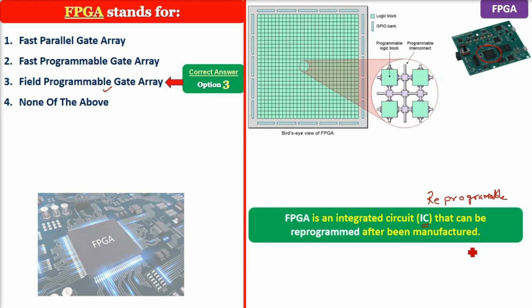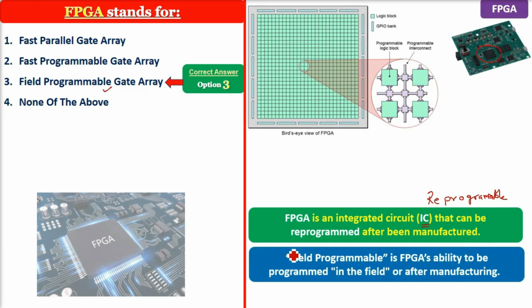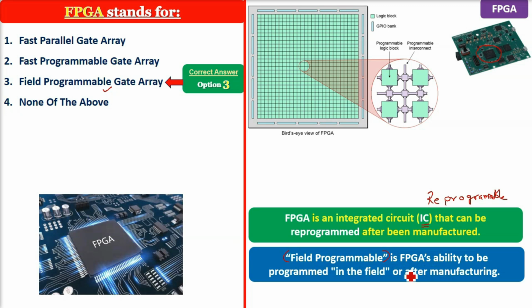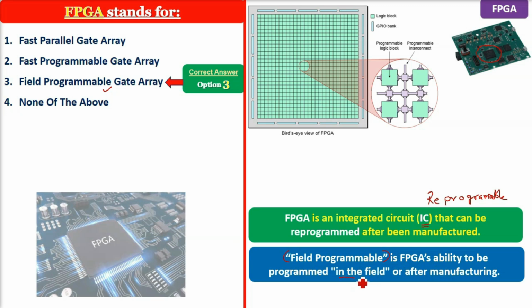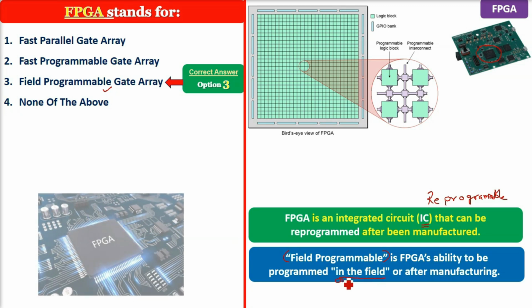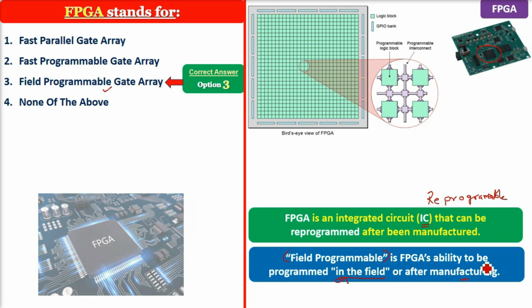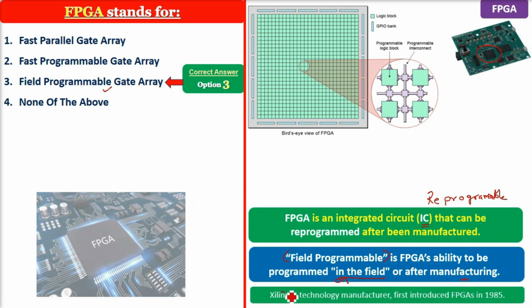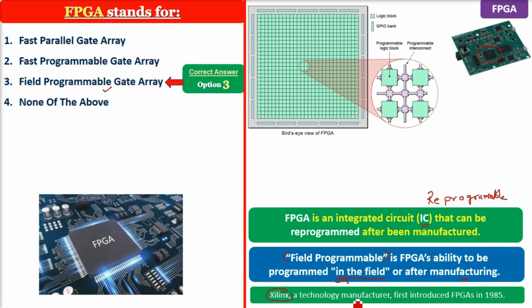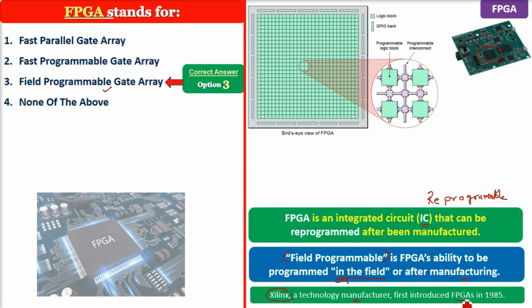So the phrase field programmable in field programmable gate array, FPGA, refers to an FPGA's ability to be programmed in the field, or after the chip has been released from the manufacturer. Xilinx, a technology manufacturer, developed this, and FPGAs were first introduced in 1985.